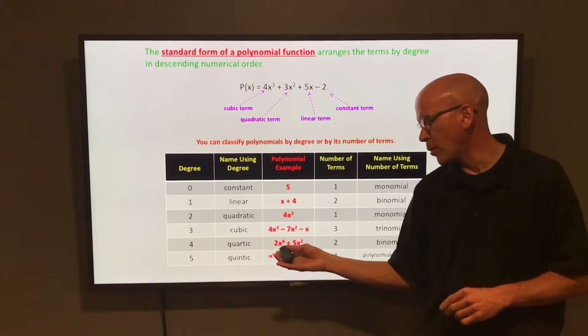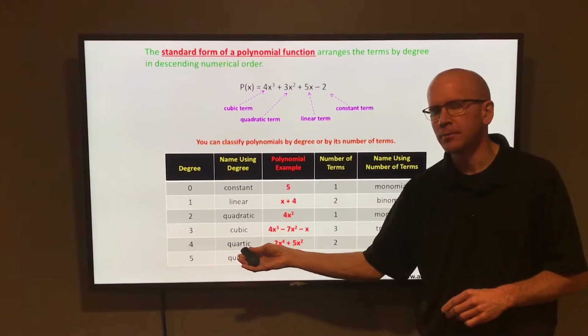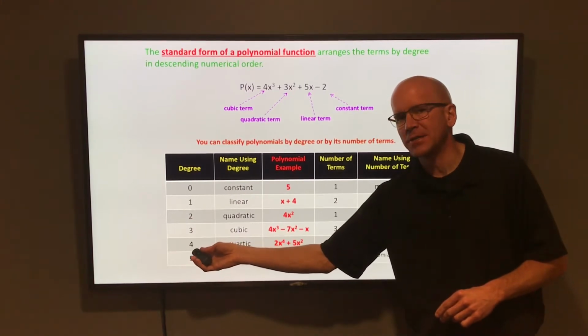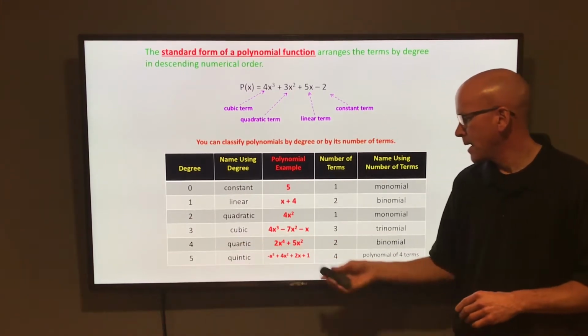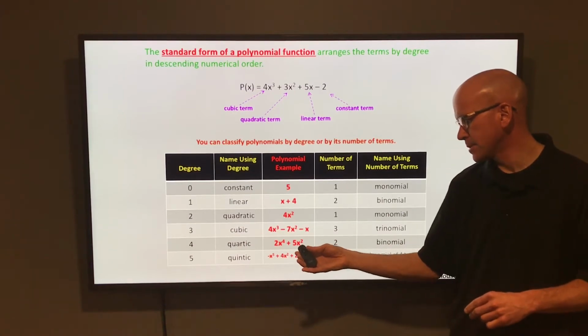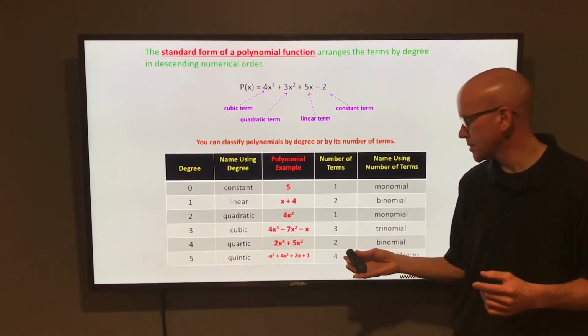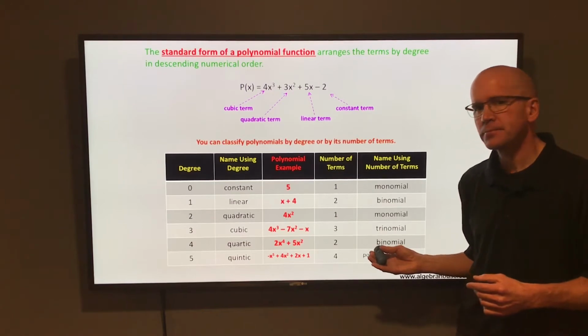Next, 2x to the 4 plus 5x squared. To the fourth power, that is a quartic polynomial. The degree is 4, so the highest exponent is 4. And by the number of terms, there are 2 terms. Just like your bicycle has 2 wheels, that is called a binomial.